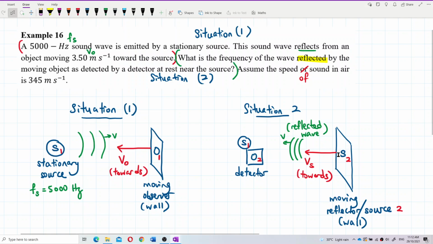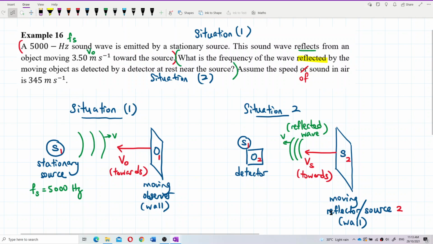Now it reflects this source. The observer reflects the wave it received back to source 1, and also reflects the wave to the detector, because the detector is just beside source 1. Understand or not? Last time the observer, the moving object, changed role to become a source. Why did it change role to become a source? Because you reflect the wave. When you reflect the wave, it's like you emit the wave.